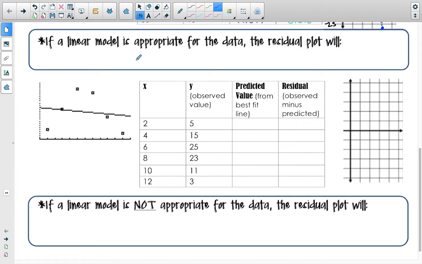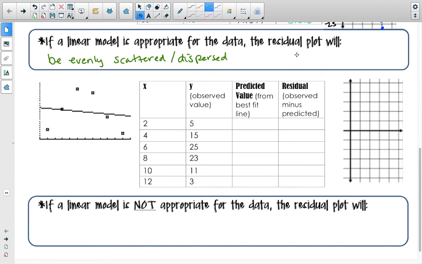This video is on residuals. If a linear model is appropriate for the data, then the residual plot will be evenly scattered or dispersed.